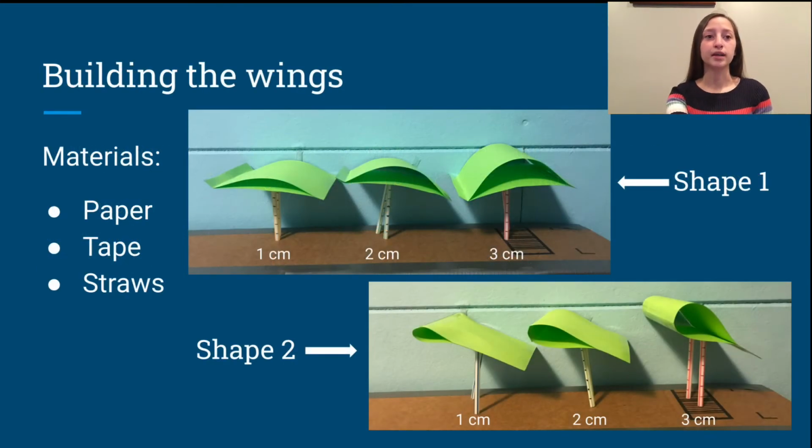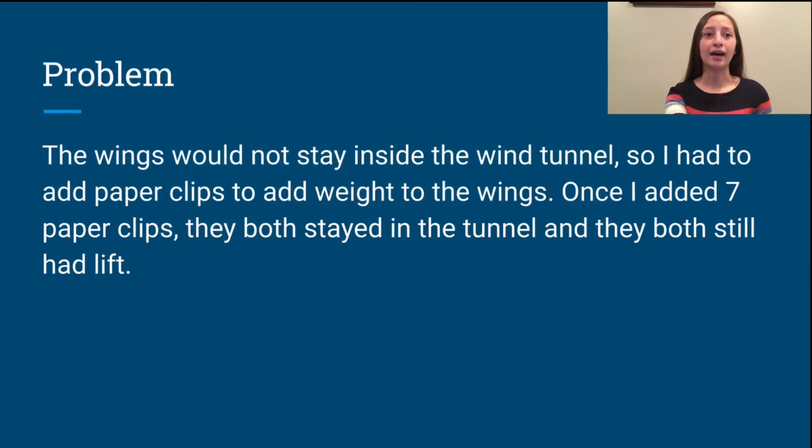To build the wings, I used paper, tape, and straws, and for shape 1 and 2, I used 1, 2, and 3 centimeter heights. In these photos, you can see the lines that I drew for the centimeters so I can see how high the wing is lifting inside the tunnel. The one problem that I had was that the wings would not stay inside the wind tunnel, so I had to add paper clips to add weight to the wings. Once I added 7 paper clips, they both stayed in the tunnel.